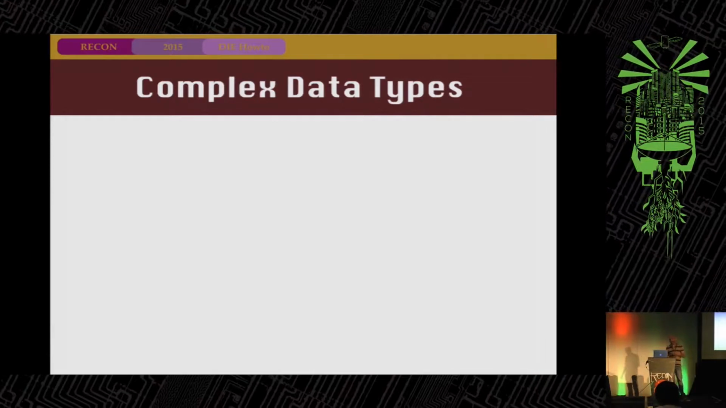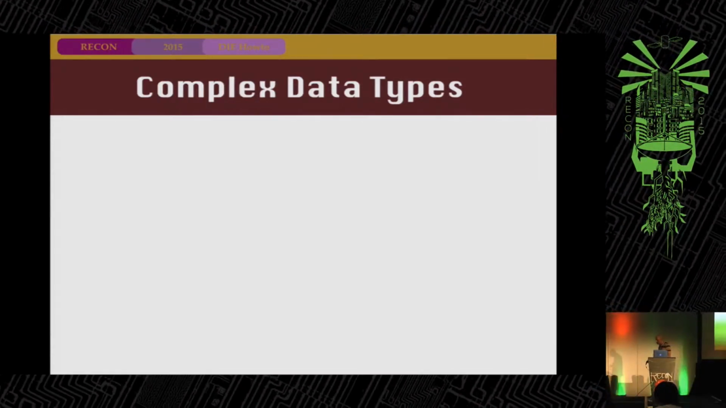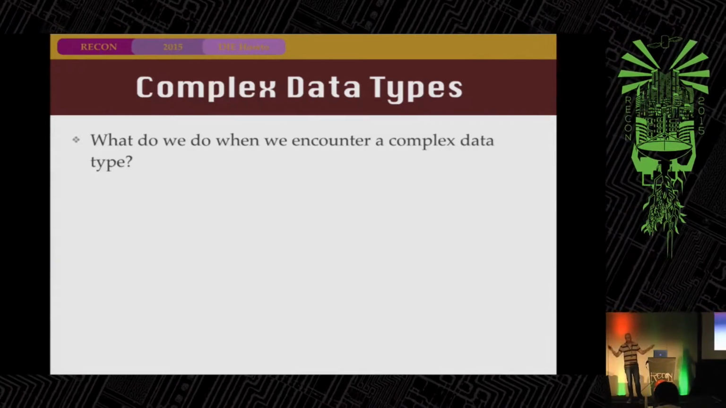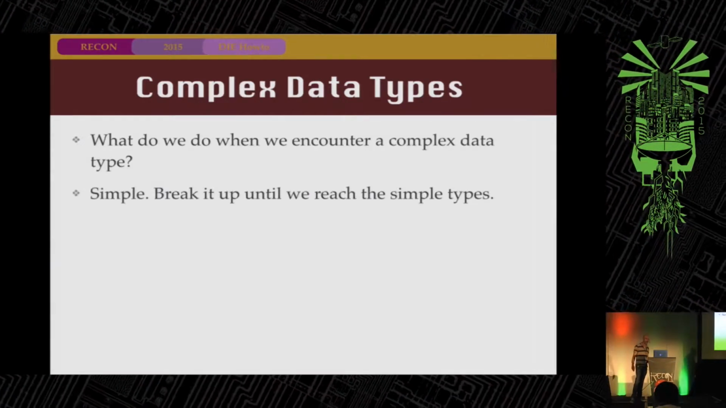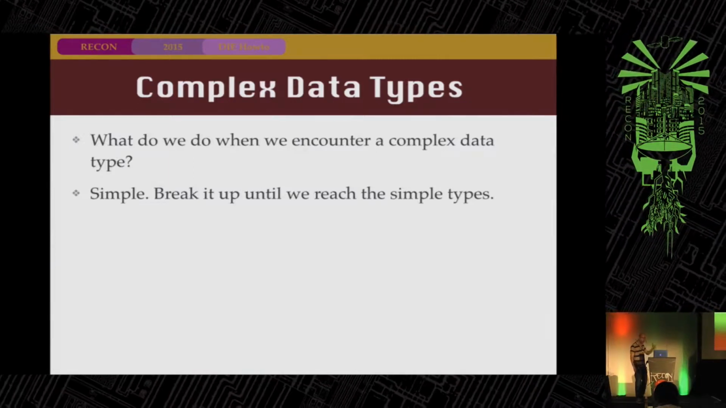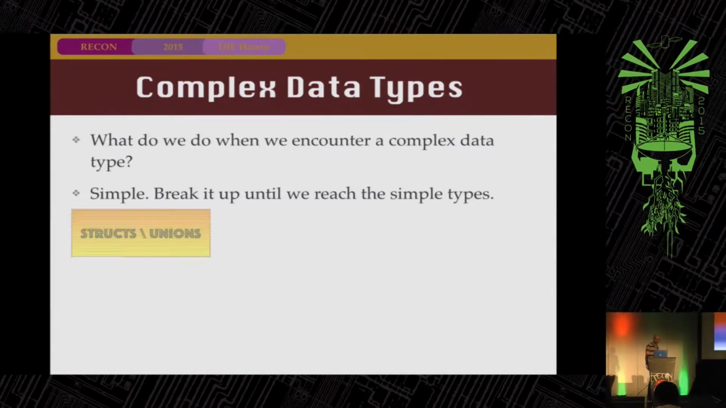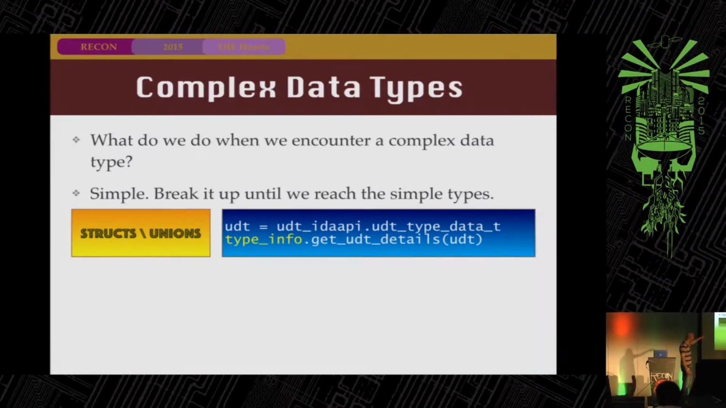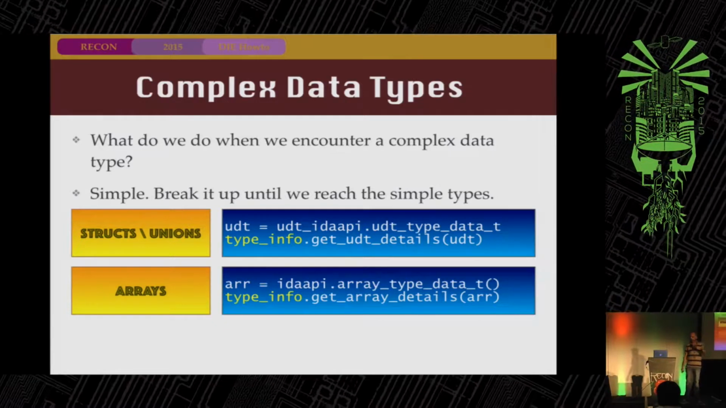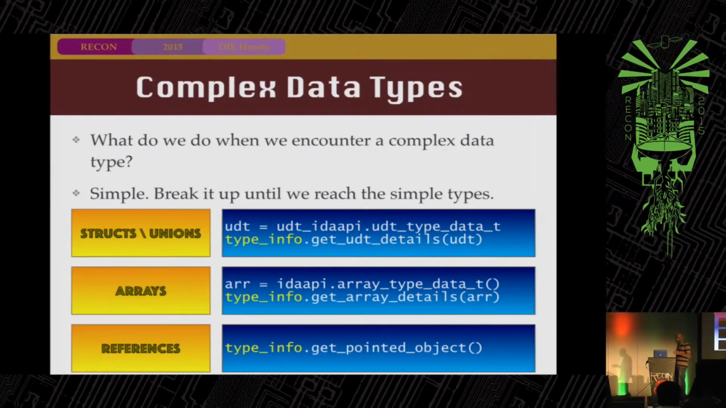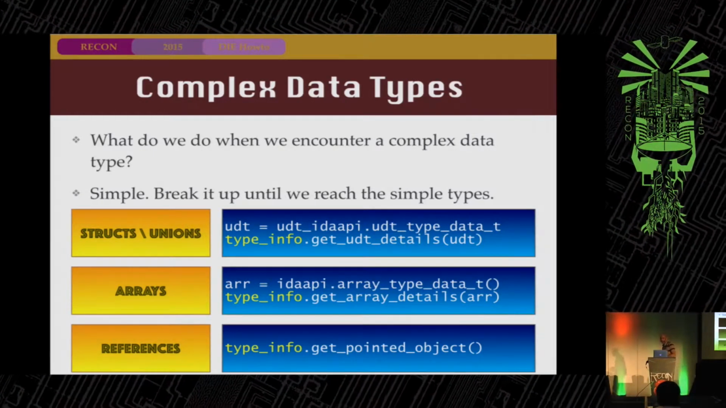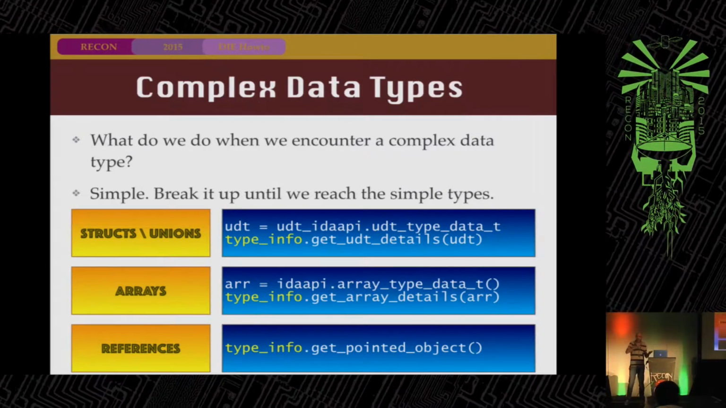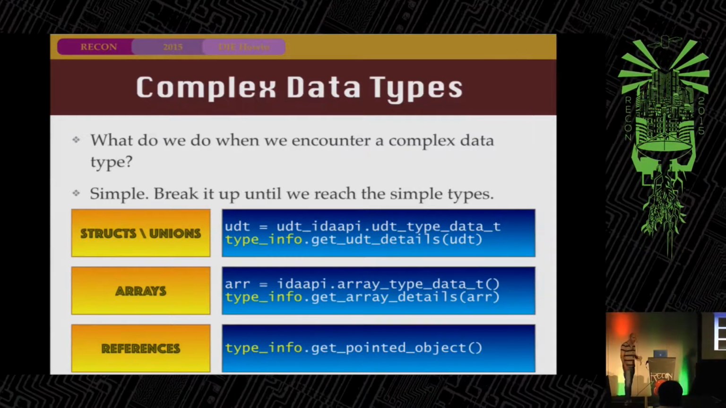And now for complex data types. Those value parsers could work really well when talking about strings or Boolean values. But what do we do when we get to structs, unions, references? That's pretty simple. We just break them up until we get to the simple types. So what does that mean? For structs and unions, we can use the same tinfo_t object I showed you before to just enumerate all its members. And the same goes for arrays, and the same goes for references. We actually have a function to deal with all the dereferencing stuff. So we don't really have to do anything ourselves. Everything is already done within the IDA API. That's cool.